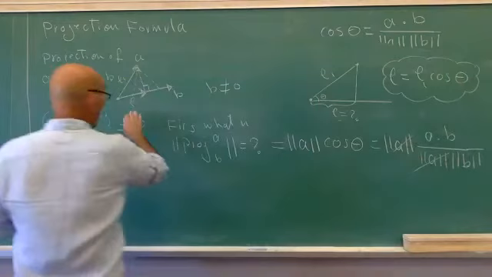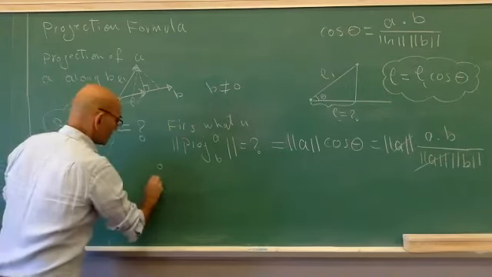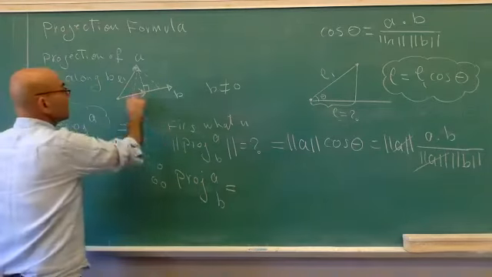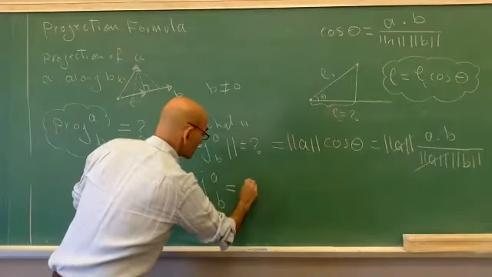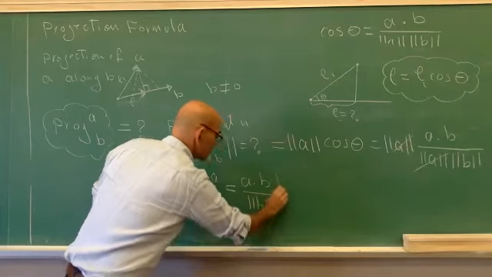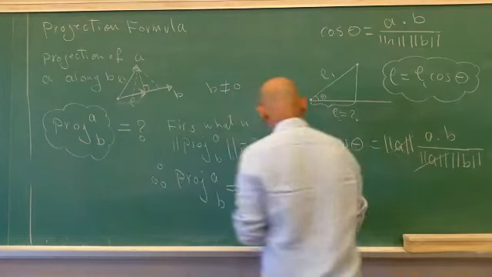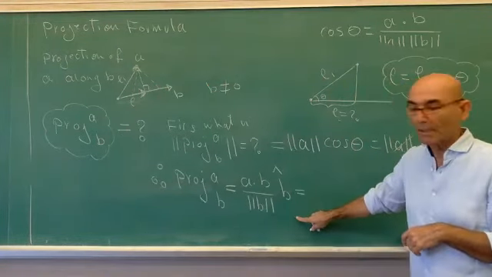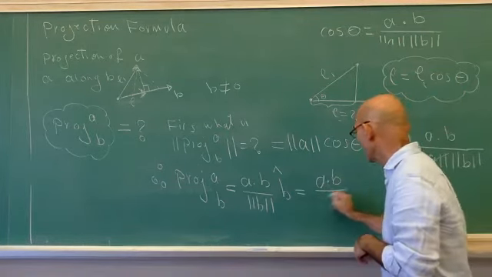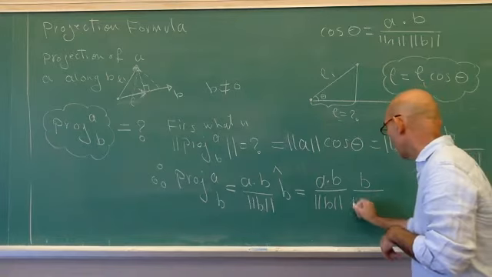Now the question is, what is the vector itself? Now we know its length, but what's the vector itself? The vector itself is just a unit vector times the length. So it follows that the projection of A onto B is equal to a unit vector in this direction, B hat, times its length. So this is A dot B divided by norm of B times B hat. But we already know what B hat is, right? It is B divided by norm of B. So this is A dot B over norm of B, times B divided by norm of B.